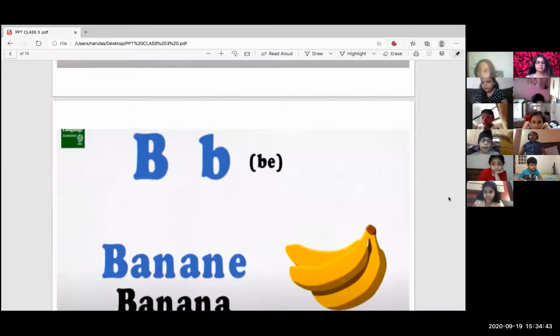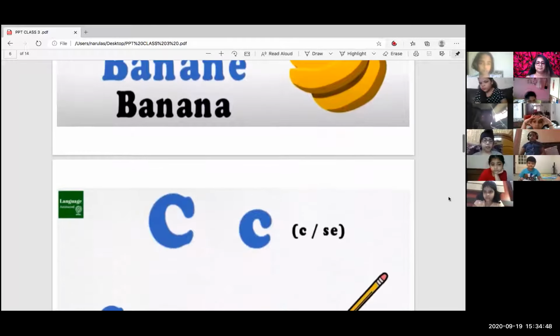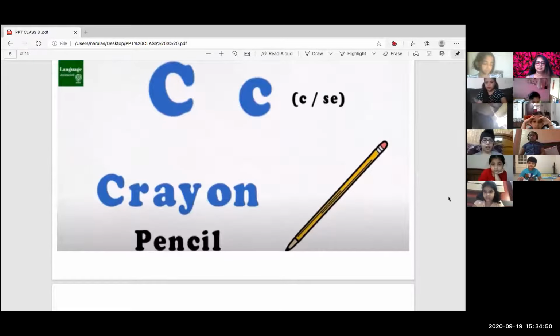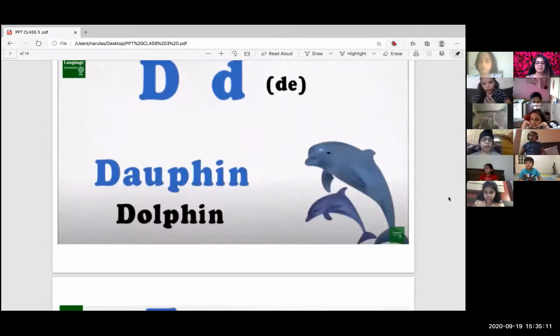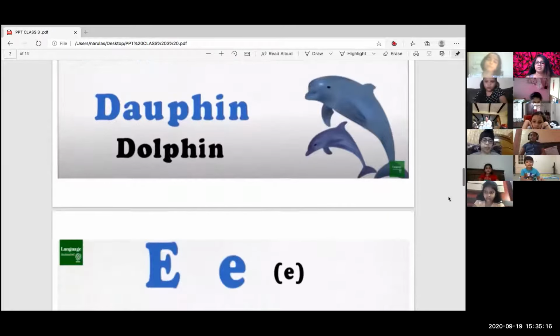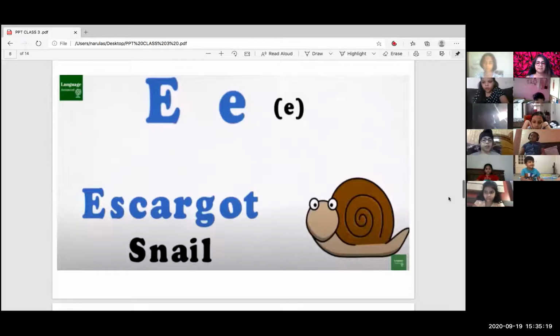B comma, banana. Banana as in banana. C comma, crayon. So this is crayon, comma. Not come, this is come. Say come crayon. Crayon means pencil. D comma, dolphin. Dolphin means dolphin. E comma, escargot. Escargot is snail.